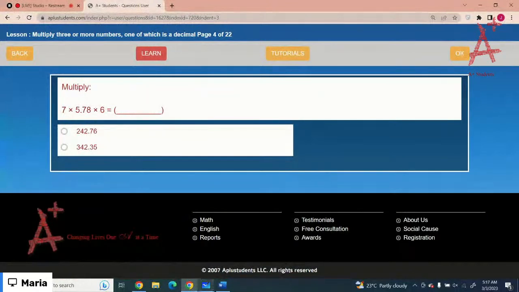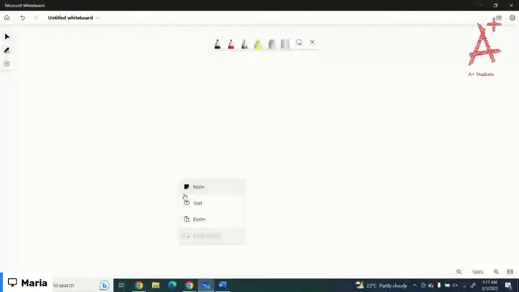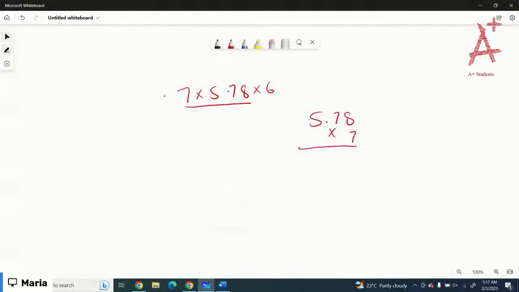Okay. The next one is 7 times 5.78 times 6. Let's just do 5.78 times 7 first. 7 times 8 is 56. 6 and 5 carry. 7 times 7 is 49 and 5, 54. 4 and 5 carry. 7 times 5 is 35 and 5, 40. You have to put the decimal point 2 places left. It would be 40.46 times 6. Got it?